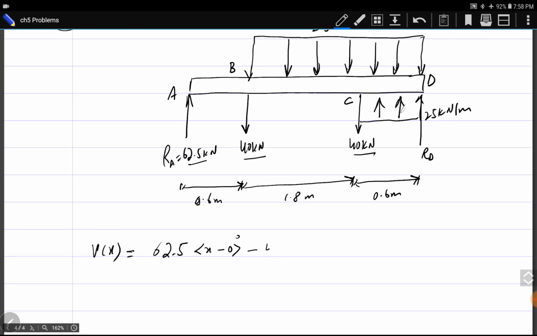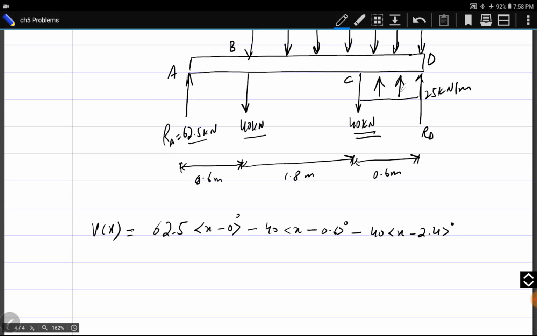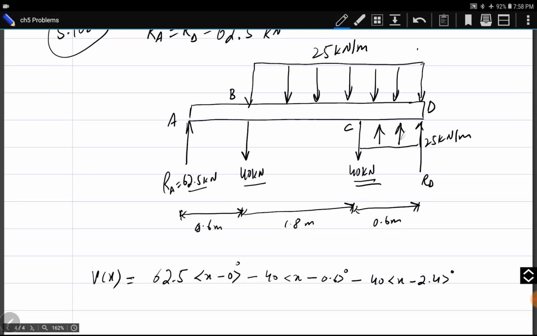Then minus 40, it is downward. x minus, it has a distance of 0.6 from the left end. So x minus 0.6 power 0. And again, this force of 40 kilonewton has a distance of 2.4 from the left end. So it is minus 40 into x minus 2.4 power 0. Then there are two distributed forces.